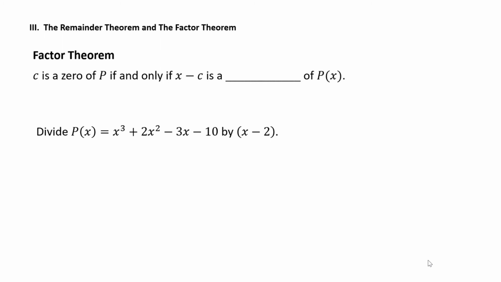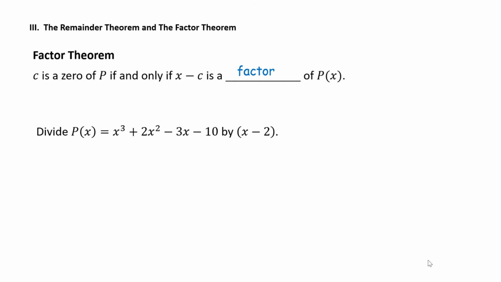Roman numeral 3, the remainder theorem and the factor theorem. The factor theorem states c is a zero of P if and only if x minus c is a factor of P of x. Divide P of x equals x cubed plus 2x squared minus 3x minus 10 by x minus 2.